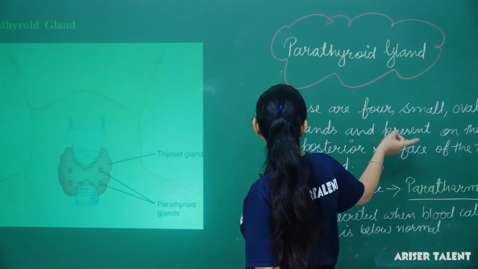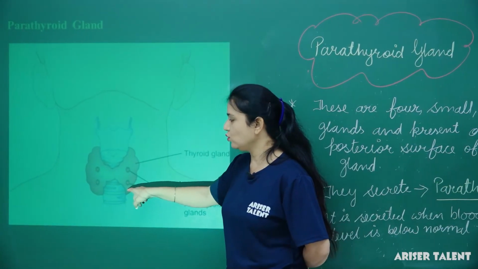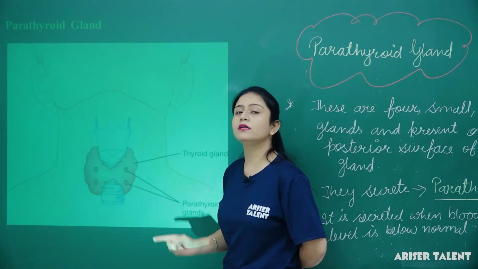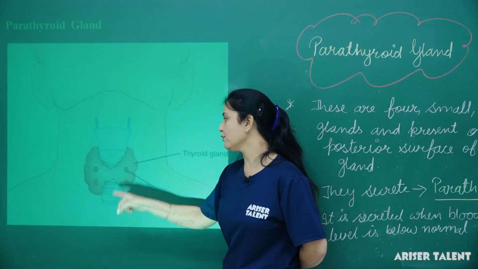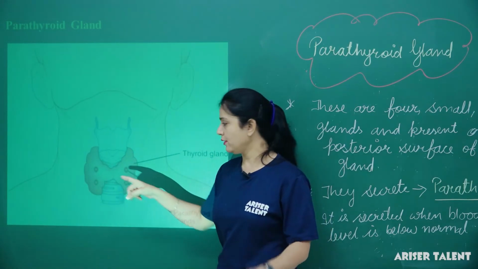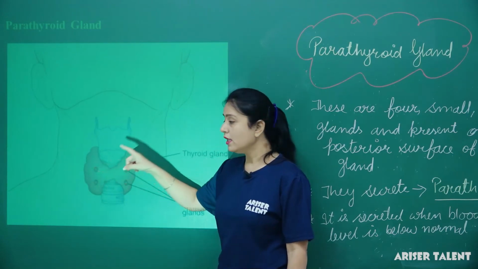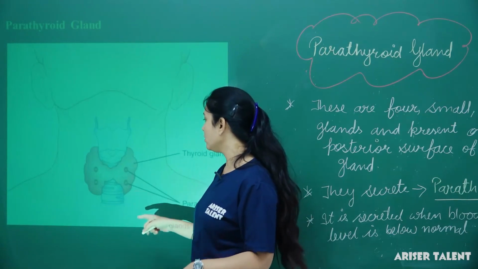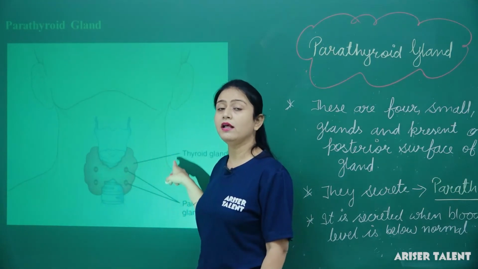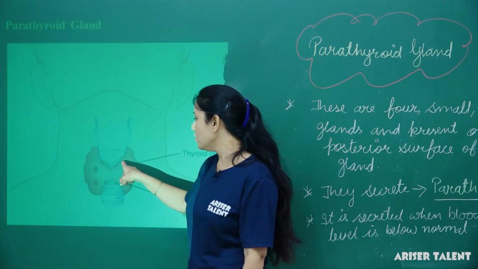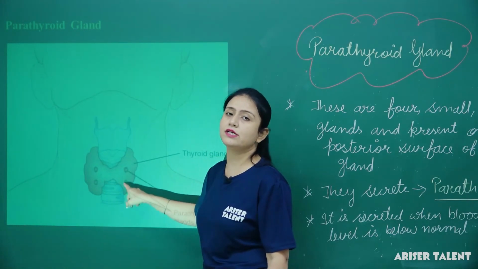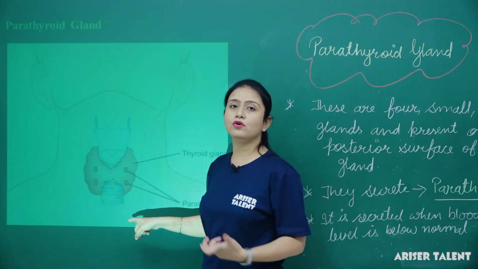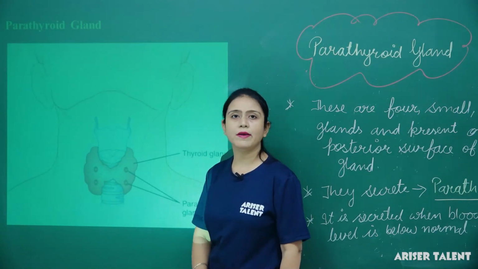Parathyroid glands are 4 in number. Here we can count 2 in each lobe. One important thing is that they are 4 in number but 2 are in each lobe. As I told you, the thyroid gland is bilobed. Here we can see one lobe and another lobe. The parathyroid glands are situated on the posterior surface of the thyroid gland, and each lobe has 2 parathyroid glands. They secrete parathormone, and only when the blood calcium level is below normal do they secrete the parathormone.